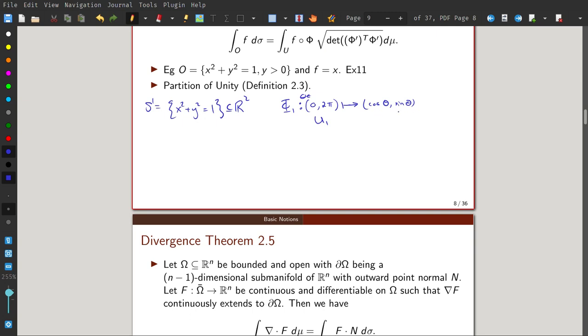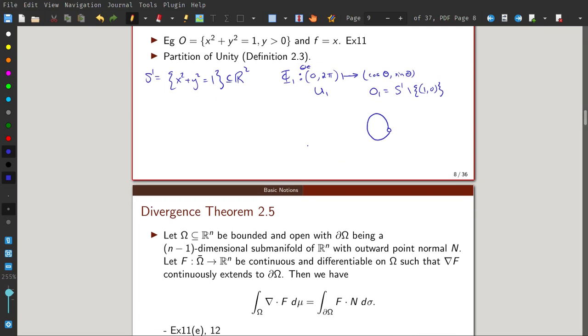Okay, what is covered? This covers, or I should say O1, which is the part that is parameterized by this, is S1 except for the point 1, 0. So if we think about this drawing, it covers all of the circle except for here. This is O1. To cover the remainder of the circle, we would take a second parameterization, say theta in minus pi, pi, and map to, we can use the same formula.